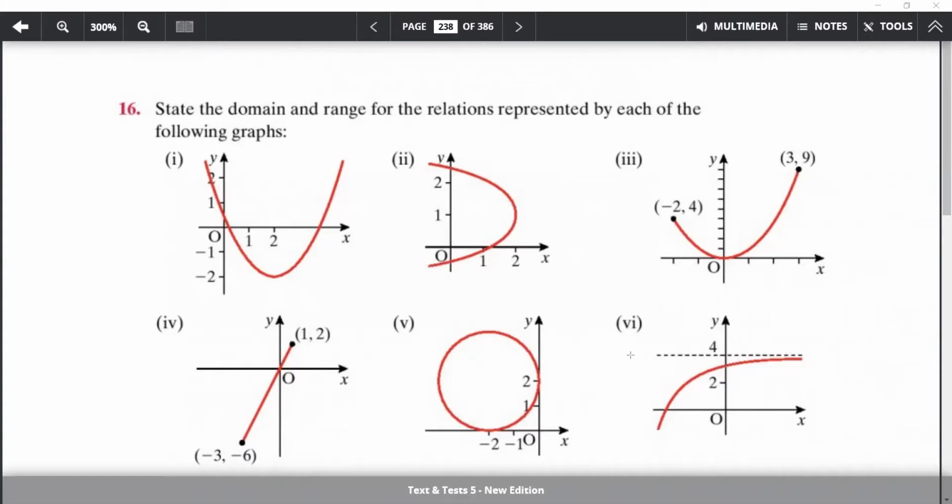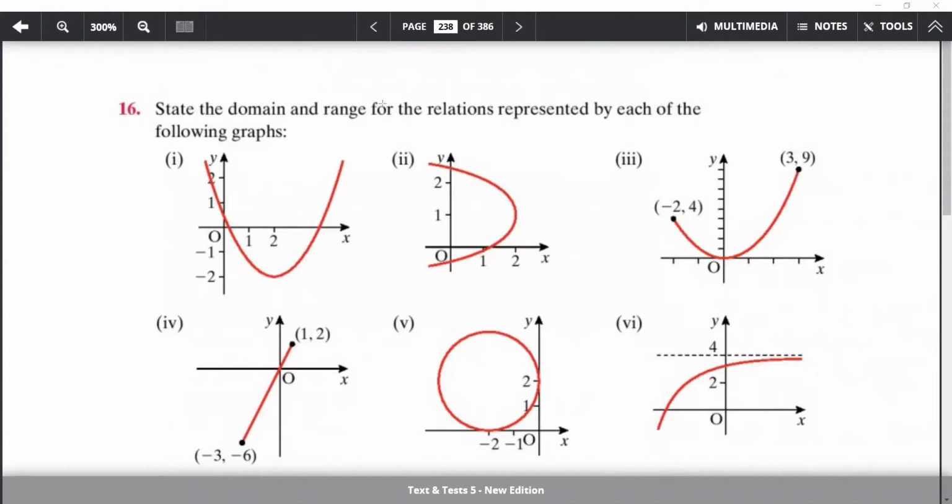Here, we've got an asymptote up the top here, so we're not allowed to have an output value greater than 4. Any input value you like, you can plug any number into this function, but it will never get bigger than 4. So you would state for this one, your domain is the real numbers, whereas your range is numbers between -infinity and 4.